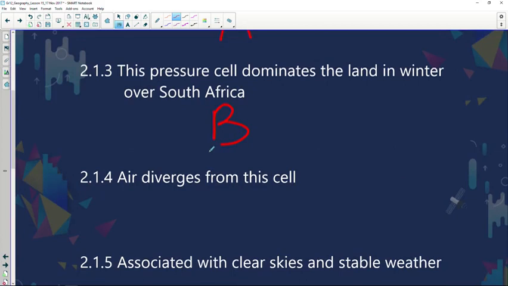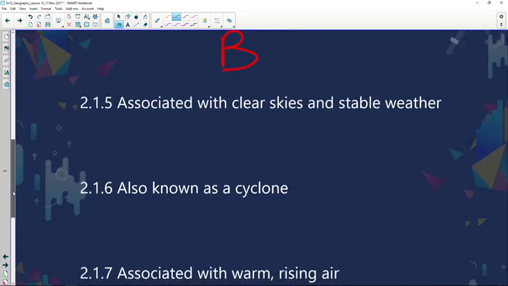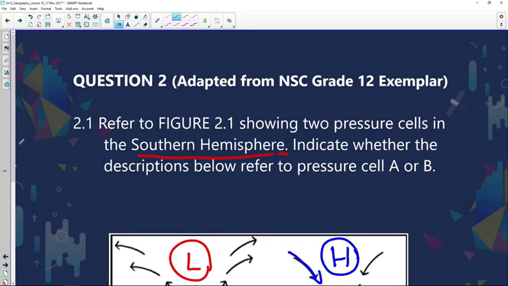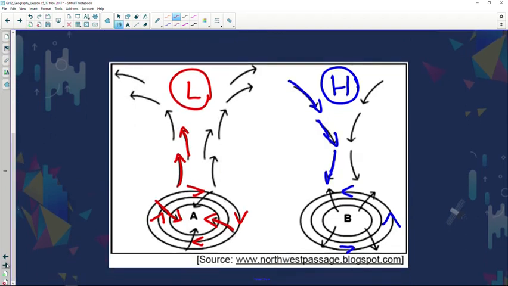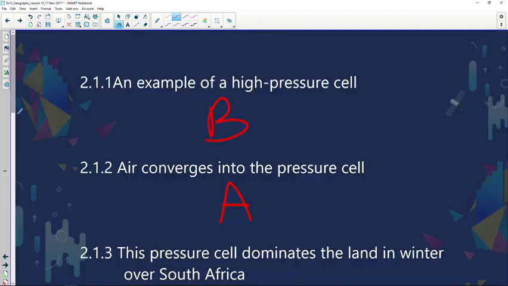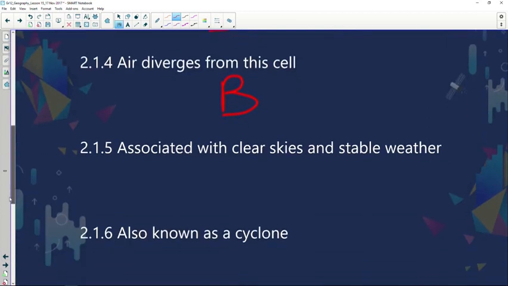The air diverges from the cell. We've already had that question, so that's also going to be B. If we quickly look at question 2.1.5, associated with clear skies and stable weather. Same as before, it's sinking air, so that means clear blue skies. When there's rising air, the chances for cloud formation are much better, for condensation to take place. So the answer for 2.1.5 is also B.